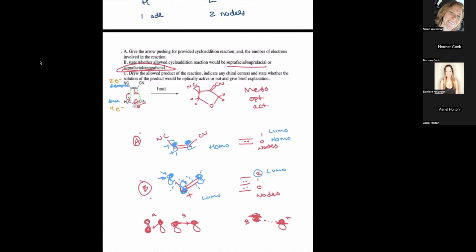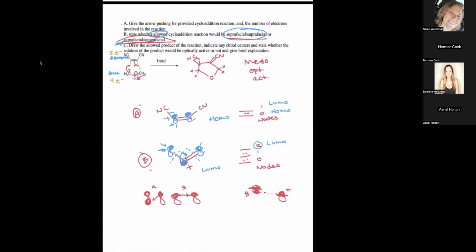So when it's asking, state whether the allowed cycloaddition would be supra-supra or supra-antara. Supra-antara would be if one was on bottom and one was on top where they were coming in, right? So in the case of before where I had the bottom filled in and the top not filled in, the point is that there are two of the same that are going to be connecting to two that are the same. So it's arbitrary because I could just flip it around so that both of the bonding orbitals are both on top. So just to clarify why I changed that around.